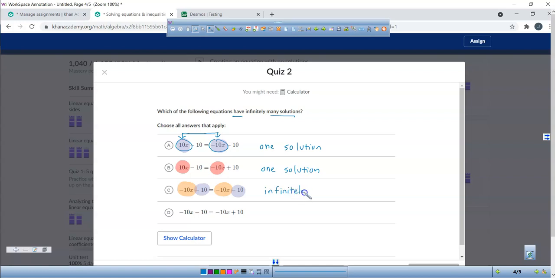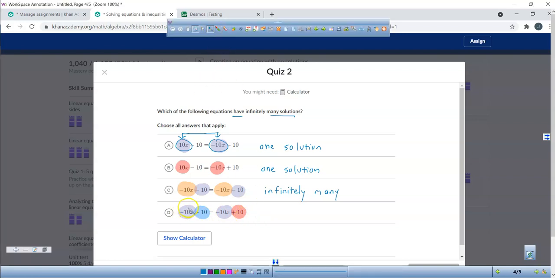Infinitely many. Why? Because it's the exact same line and it touches everywhere. Okay? Last one. Here we go. Is this equal to this? Yes. But what about this? Is a negative 10 equal to a positive 10? Are those the same? No.